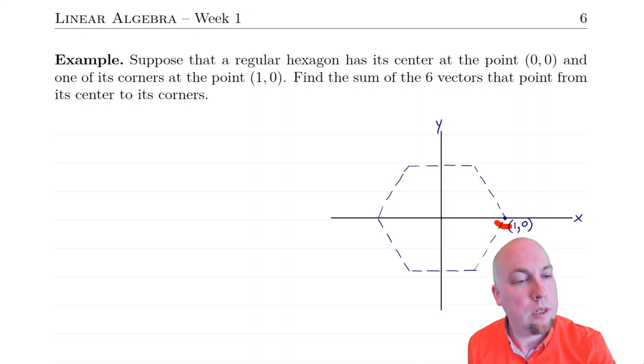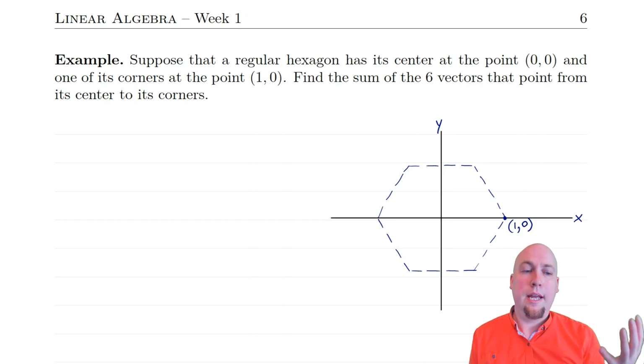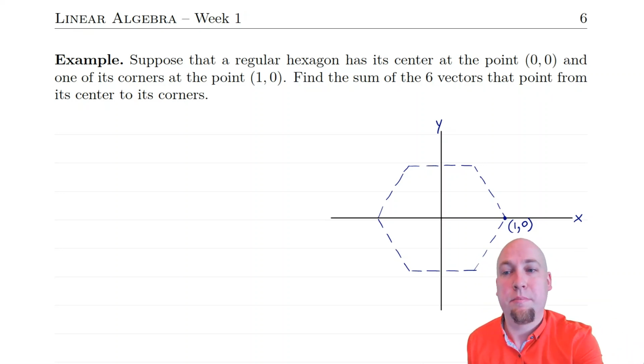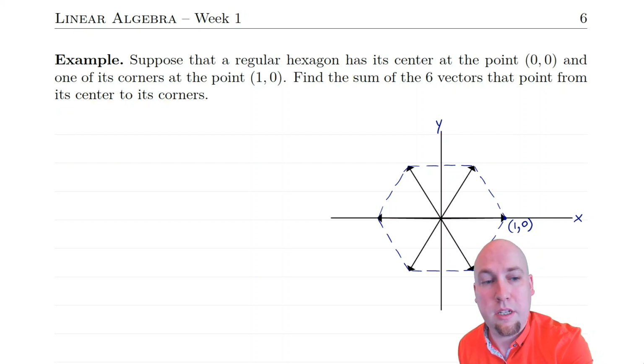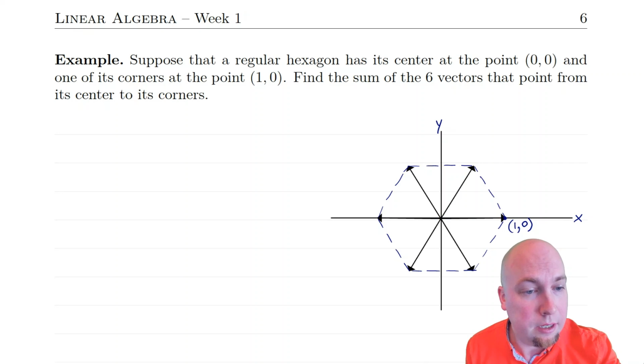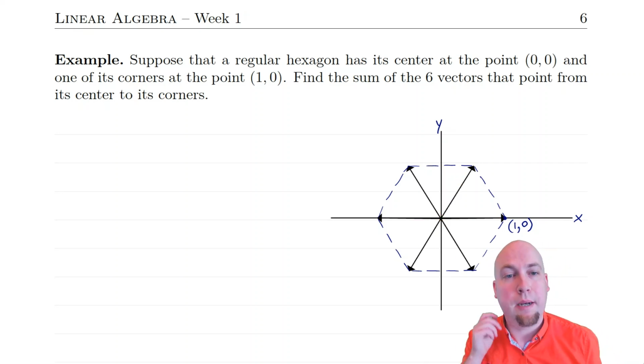So we've got one corner over at (1, 0), center at (0, 0). This one's going to be at (-1, 0), and then these coordinates here are a little bit uglier, but you could find them with trig if you wanted. Now what the question's asking me is to find the sum of the 6 vectors that point from its center to the corners. So I'm going to draw those vectors on here as well. We've got 6 vectors pointing from the center out to its 6 different corners, and we want to add those 6 vectors up.